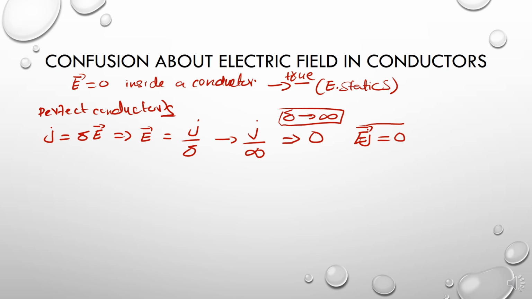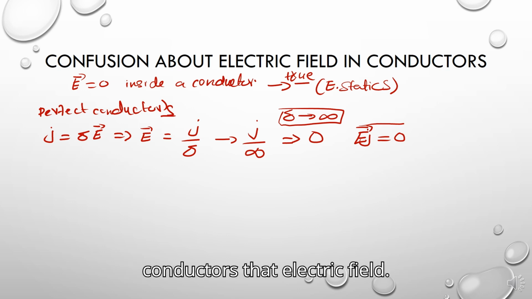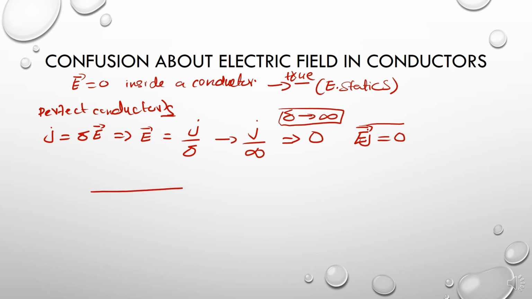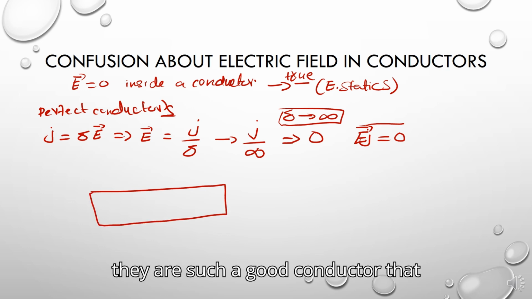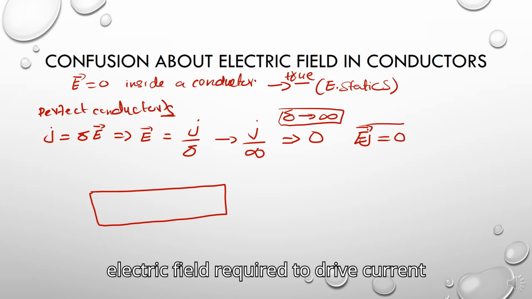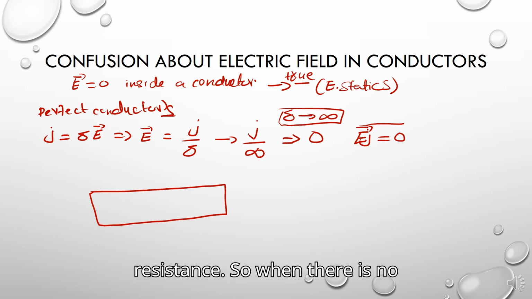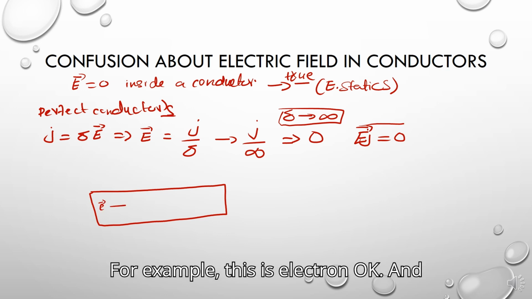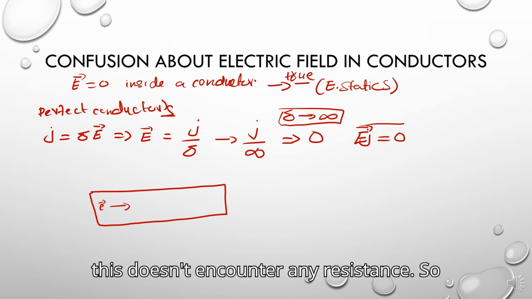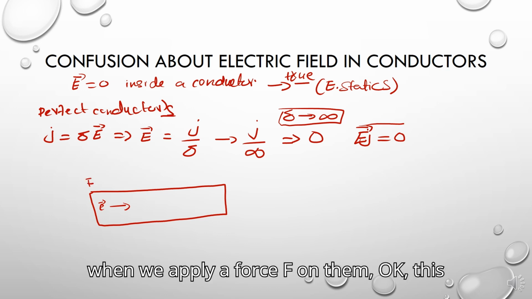In practice, metals are such good conductors that the electric field, for example, we have a metal, is negligible. They are such good conductors that the electric field required to drive current in them is negligible because there is no resistance. So when there is no resistance, a small push is enough. For example, this is an electron, and it doesn't encounter any resistance. So when we apply a force F on it, it will move.